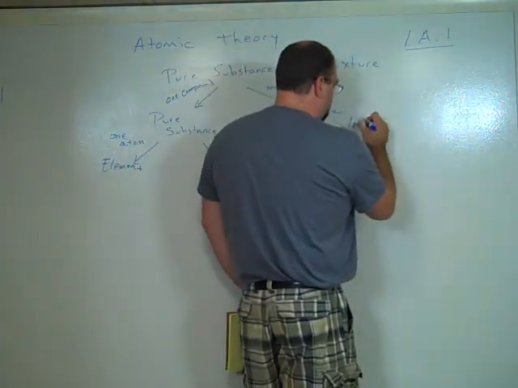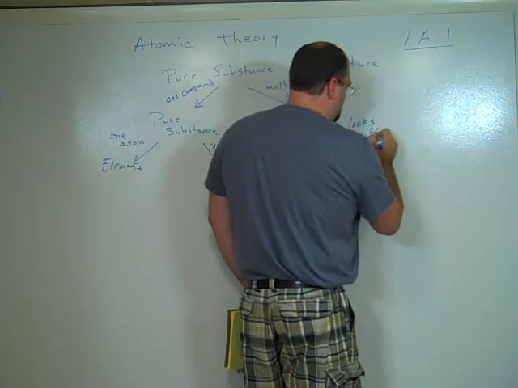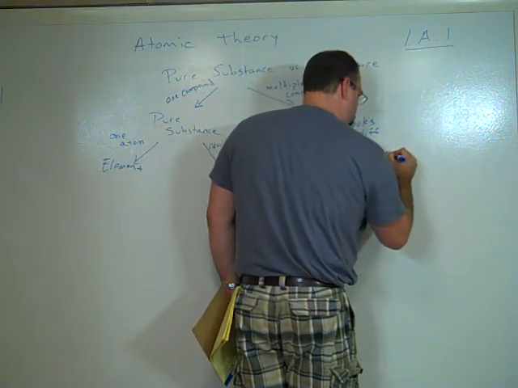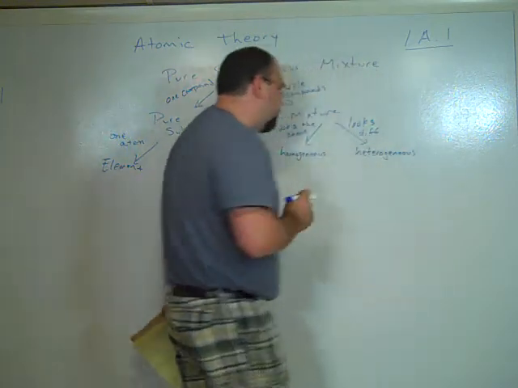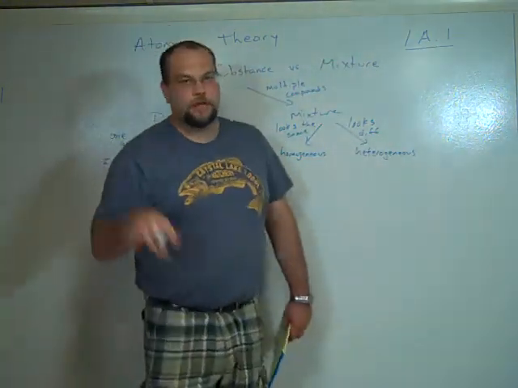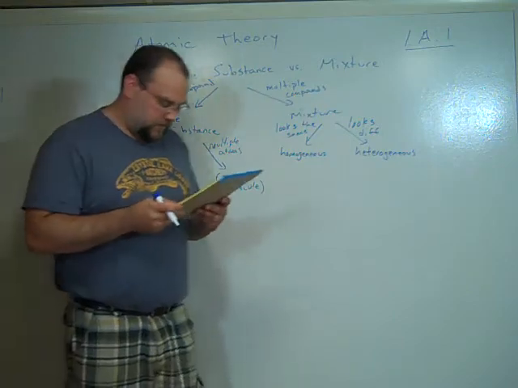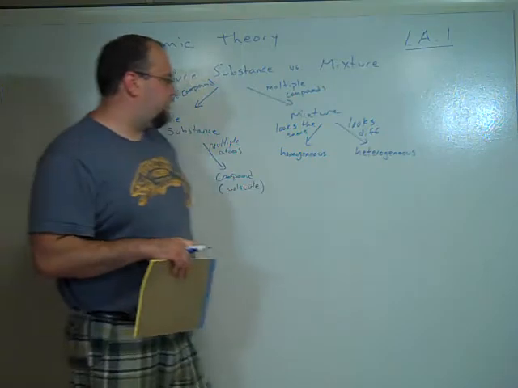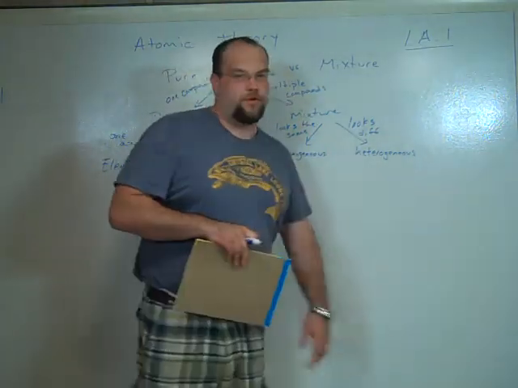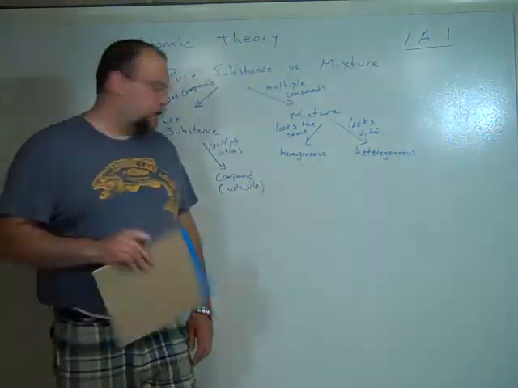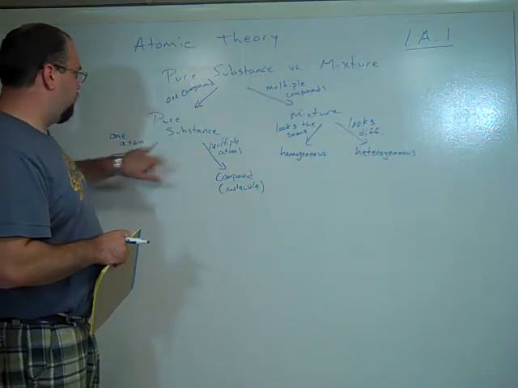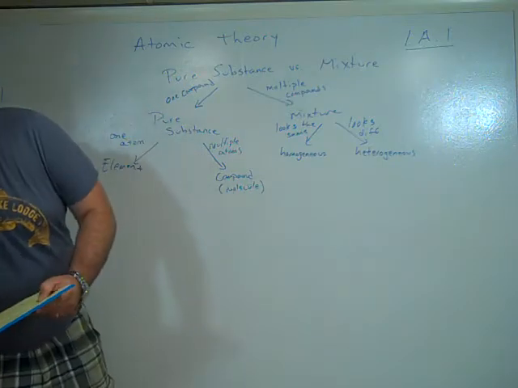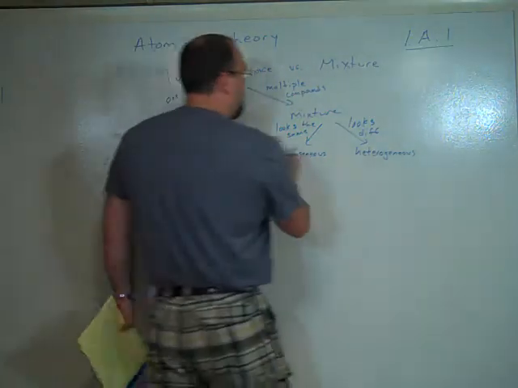If it looks different, it's heterogeneous. That's just officious. So if it's a mixture that looks the same, it's homogeneous. If it looks different, it's heterogeneous. Okay? And then once again, if it's only one atom, it's an element. Multiple atoms, it's a compound. Alrighty. Moving along.